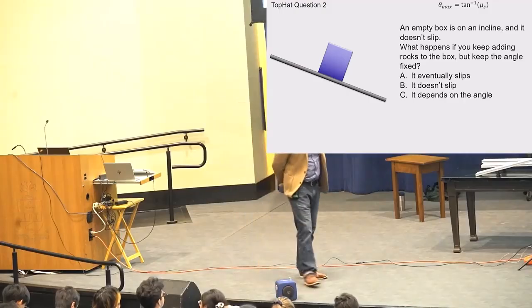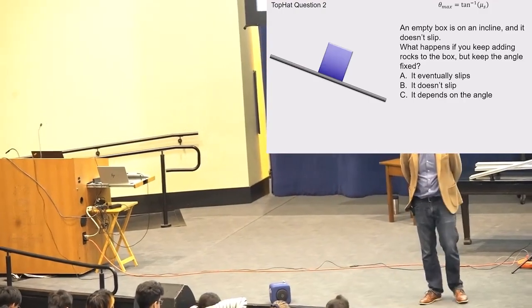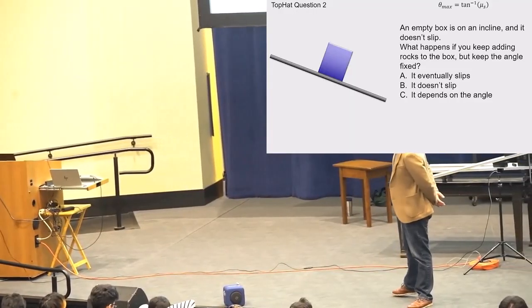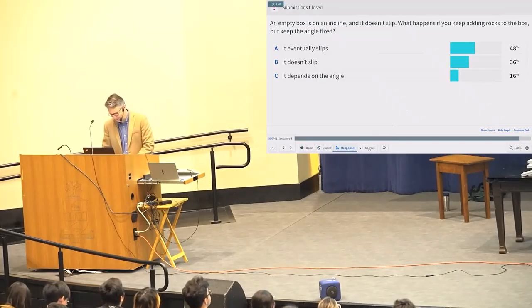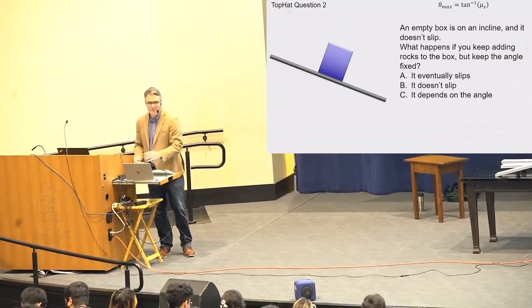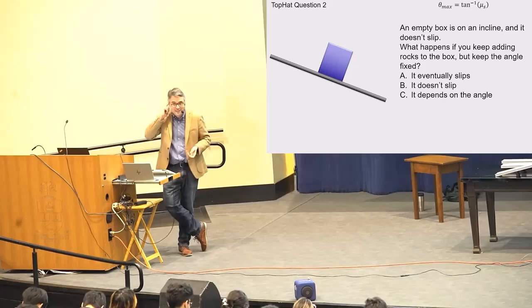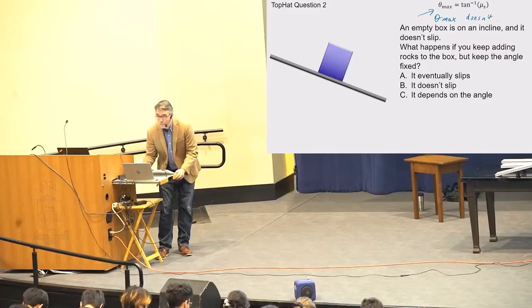Empty box is on an incline and it doesn't slip. What happens, so it was a box full of rocks, what if you add more box? It eventually slips, doesn't slip, or it depends on the angle. So what I was looking for is that it doesn't depend on mass. Who voted that it eventually slips? I mean, eventually, I guess, if you added enough rocks, maybe the whole surface would break or something like that. Theta max doesn't depend on mass. So if it was good for one mass, it'll be good for another mass.